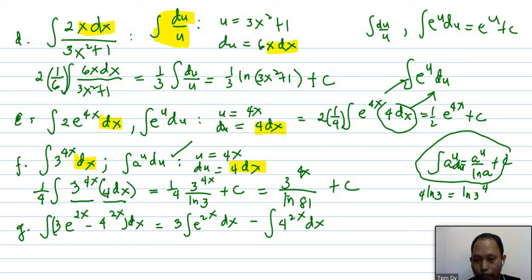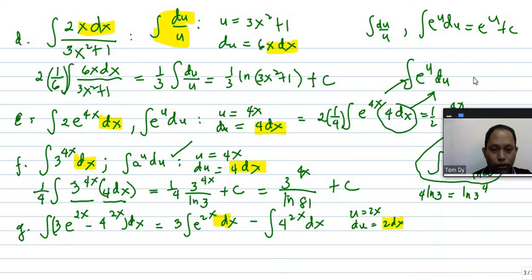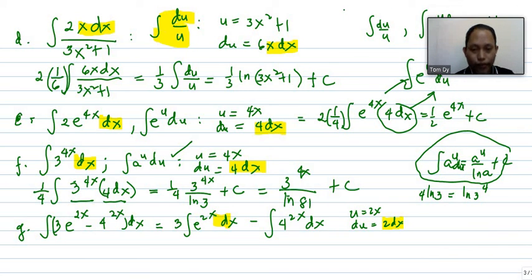So that when we integrate e to the 2x, our u for this part equals 2x, our du is equivalent to 2 dx. So notice this one, this is 2 dx, and then this one is dx. So we can apply our formula for e to the u. Okay, we'll transfer this one. Next, how about this 4 raised to 2x? Again, our u equals 2x, du equals 2 dx, and then this is only dx. So again, we can apply a to the u.